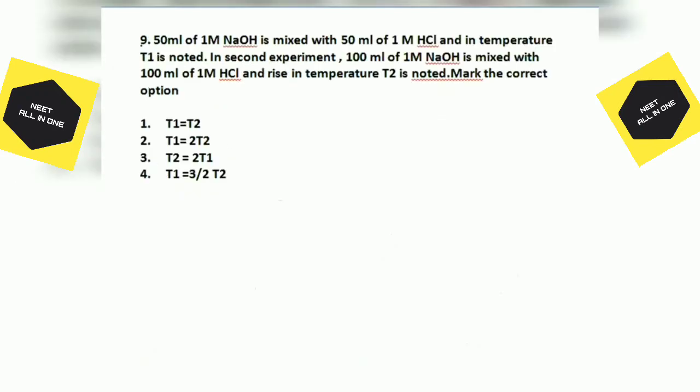In question number 9, they said 50 ml of 1 molar NaOH is mixed with 50 ml of 1 molar HCl, and the temperature T1 is noted. In the second case, 100 ml of 1 molar NaOH is mixed with 100 ml of 1 molar HCl. So now what we have to do here is make a ratio, NaVa by NbVb, 1.